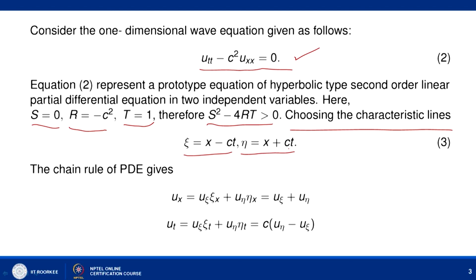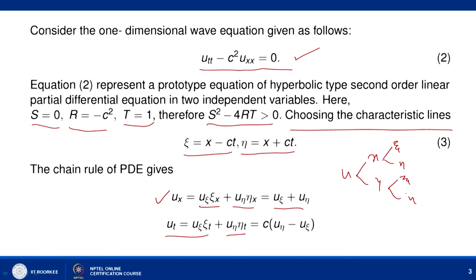So, when we use these characteristics, then we can write down our derivatives u_xx and u_tt in terms of xi and eta. You can write u_x as u_xi x_xi plus u_eta x_eta, and u_t equal to u_xi t_xi plus u_eta t_eta. Here we are simply using the chain rule, that u is a function of xi and eta, and xi and eta are functions of x and t.